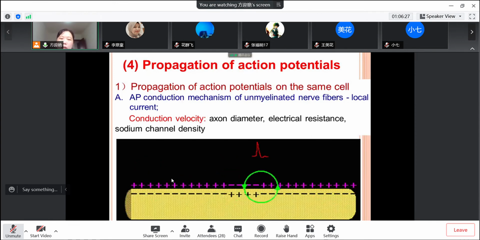Because then we can see here that this is followed by the cell membrane, and then this action is called current mode, and then the action potential is conducted. This conduction velocity is related to the axon diameter, electrical resistance, and also the sodium channel density. This is the unmyelinated fiber.